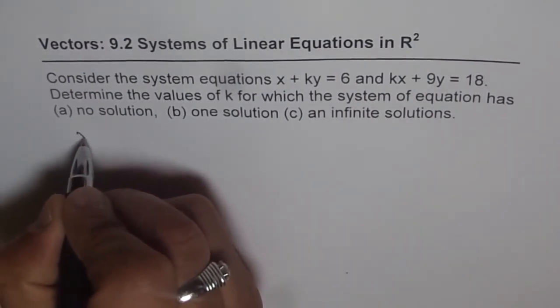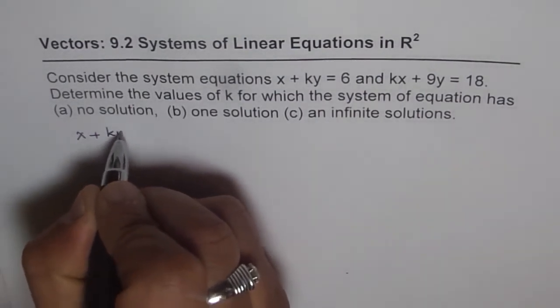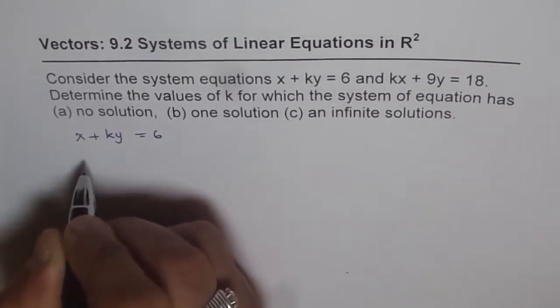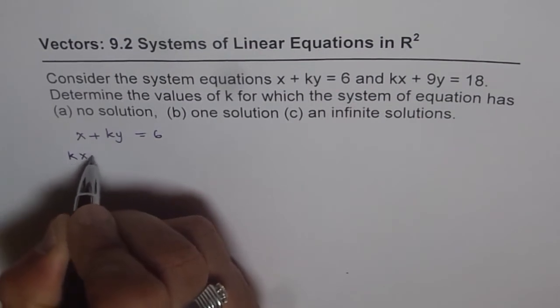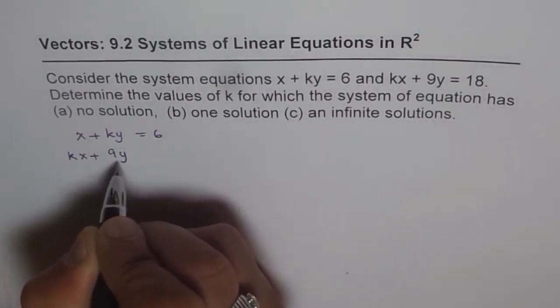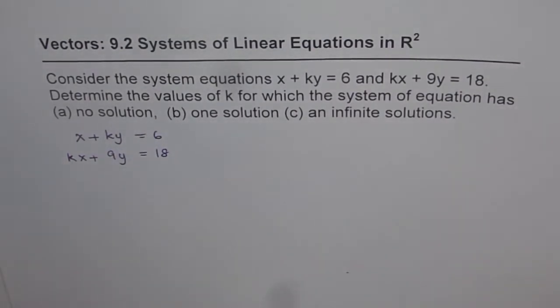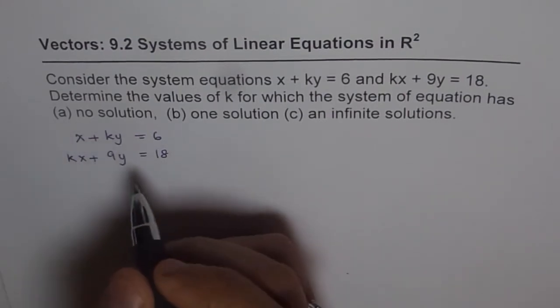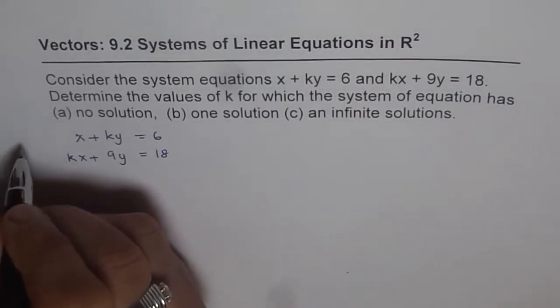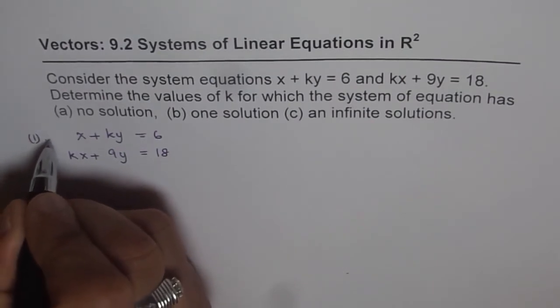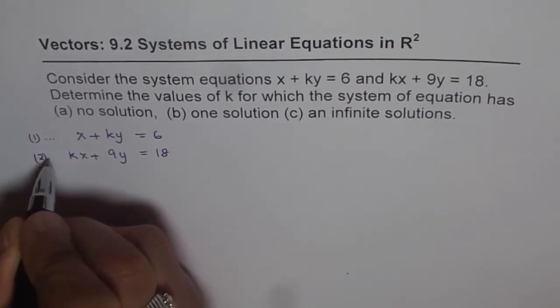So the equations are x plus ky equals 6 and kx plus 9y equals 18, right? These values are carefully chosen so that we don't land up with fractions and we have very simple equations to solve. So let's number our equations so that it becomes easier for us to work with them. So let's say this is our equation number 1 and that is equation number 2.